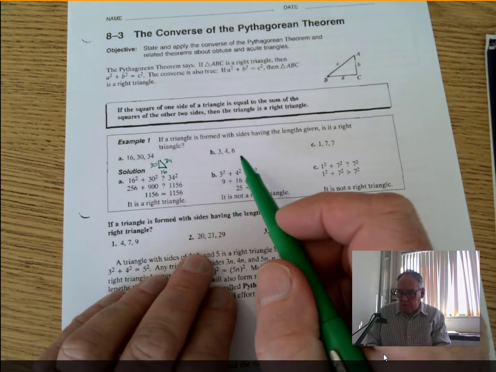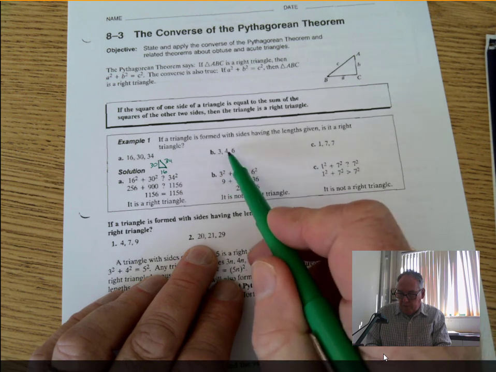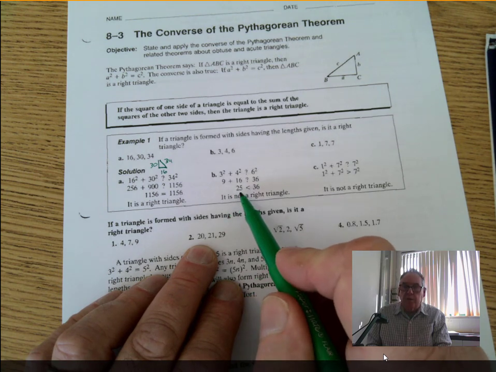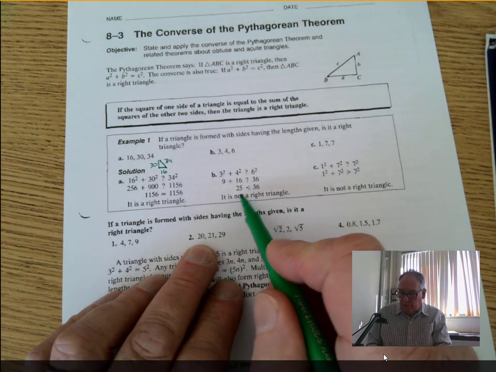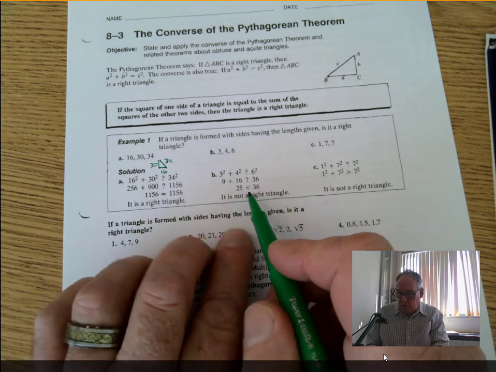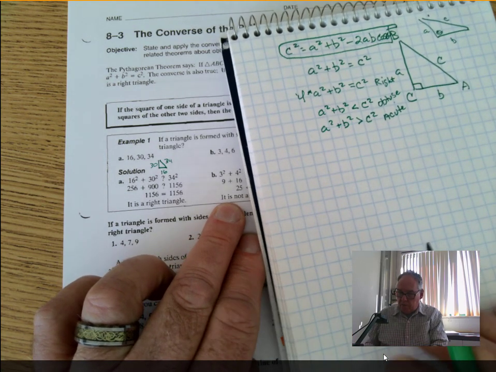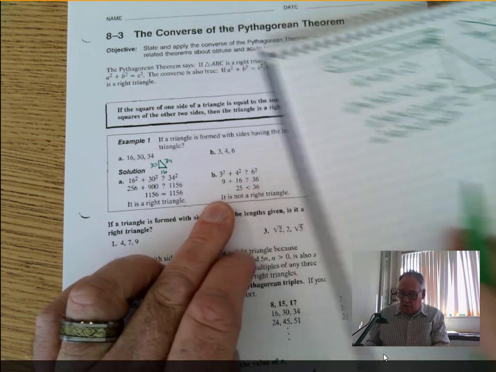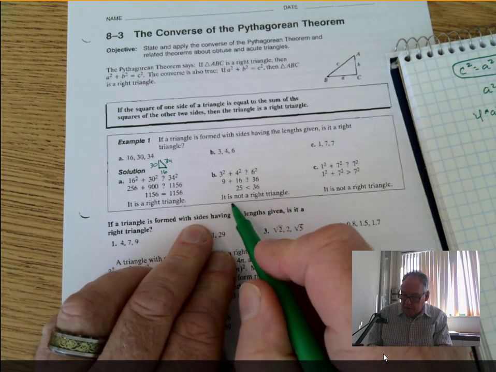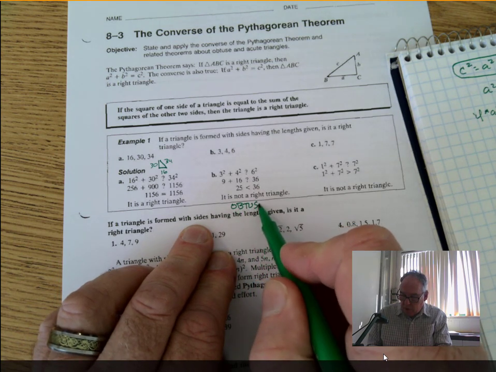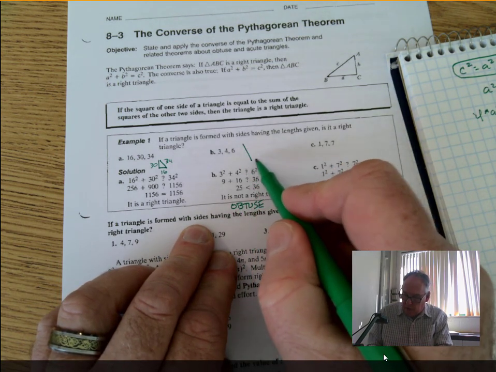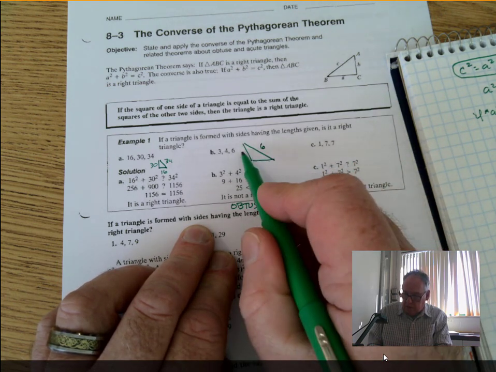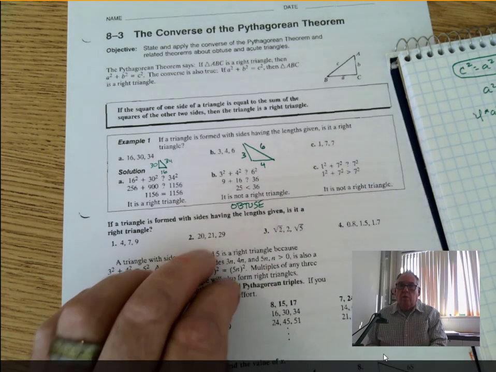Let's look at 3, 4, 6. 3 squared is 9, 4 squared is 16, 6 squared is 36. 9 and 16 is 25, and 25 is less than 36. So we have the case here where a squared plus b squared is less than c squared. This triangle is not right, but more than that, it is obtuse. Not to scale, but this triangle must look something like this. This is going to be the 6, one of these is a 3, and one of those is a 4.